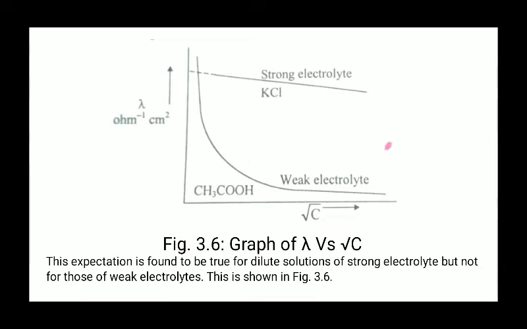This is the graph of lambda versus root of C. See here, for a strong electrolyte, the lambda value decreases with increase in root of concentration, whereas in a weak electrolyte it decreases and then remains constant. This expectation is found to be true for dilute solutions of a strong electrolyte but not for those of a weak electrolyte.